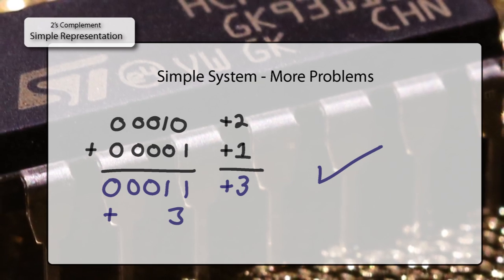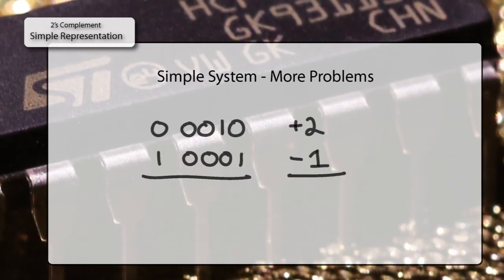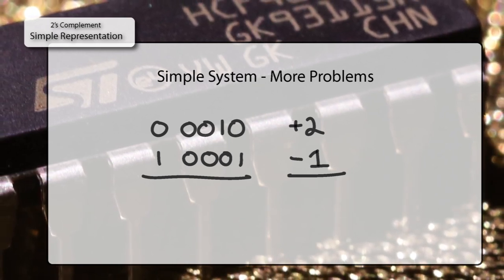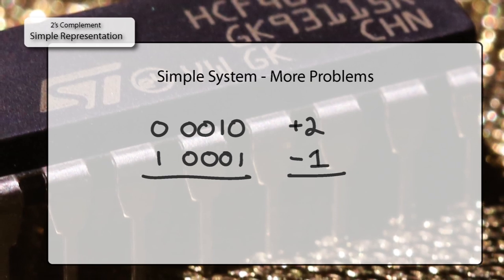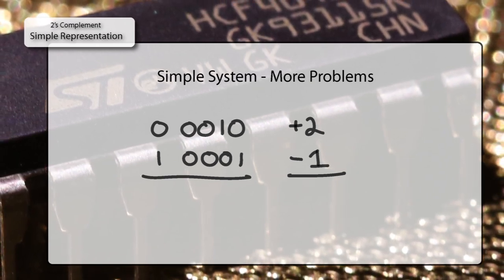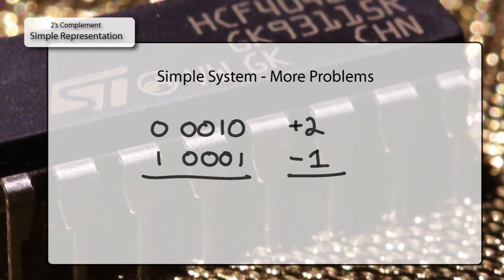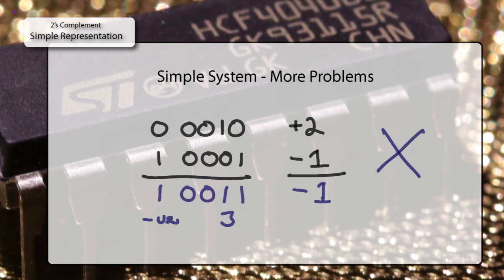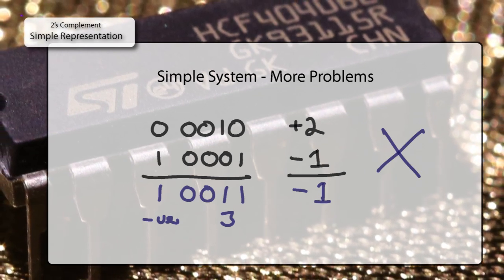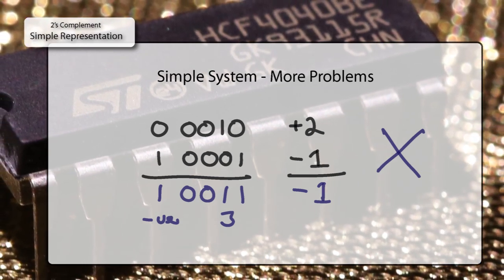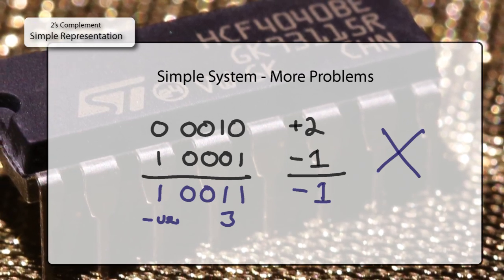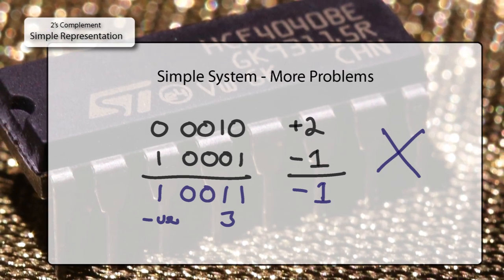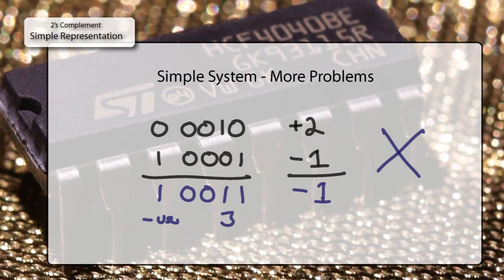But what if we add a positive to a negative number? If we take our 2 again, 00010, which is decimal 2, and minus 1, the sign bit will be a 1, so it's minus 0001, which is minus 1, we get 10011, which is minus 3. So that says that 2 minus 1 is equal to minus 3. Now we know from our decimal system that's clearly wrong. So the system of numeration does not work for basic arithmetic operations.